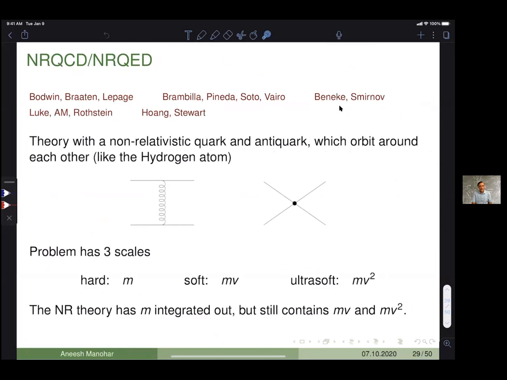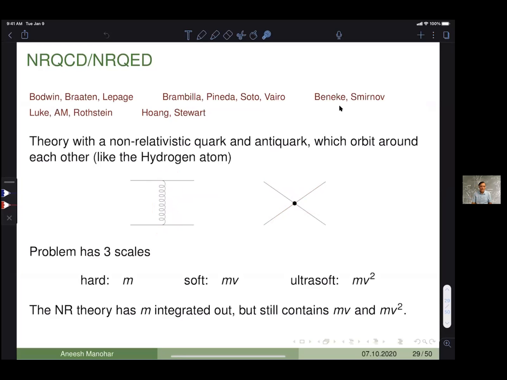Okay, the start of my headaches in EFT came with NRQCD or NRQED. There's a whole series of papers, and again, a very big literature on this. But the basic idea is that if you take, for example, electrons and exchange a photon, or quarks and exchange a gluon in a non-relativistic system, you can approximate this by a contact interaction, which is the Coulomb potential. So you just write it as a dot. It's a 4 Fermi operator. And at low energies, low meaning small compared to the mass of the particle, you can treat it like a local interaction.